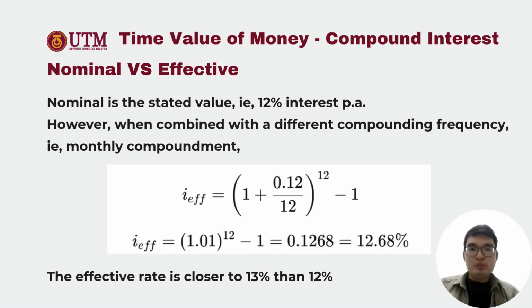Therefore, the difference between nominal interest rate and effective interest rate is that the nominal is a stated value, for this example, 12% interest per annum. However, when combined with a different compounding frequency, in this case monthly compounding, you get an effective rate of nearer to 13% rather than 12%.